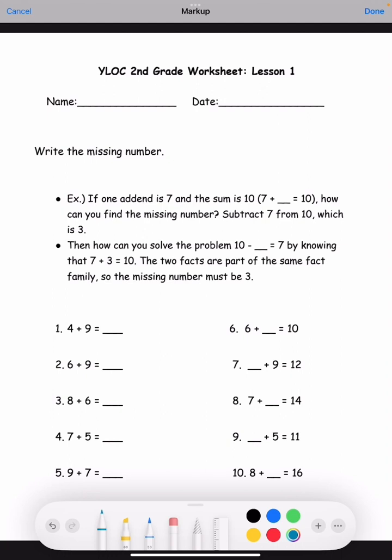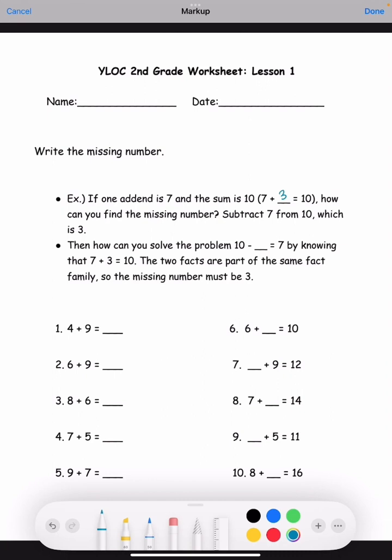Alright, let's start with example number 1. If one addend is 7 and the sum is 10, how can you find the missing number? It's very simple. You subtract 7 from 10, which is 3. So 3 will be the missing number.